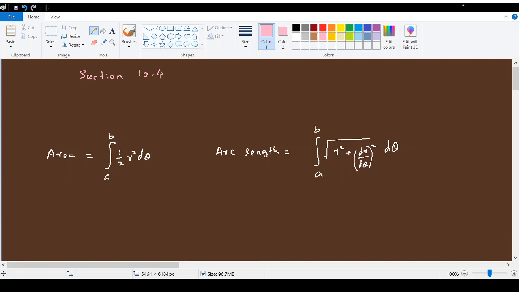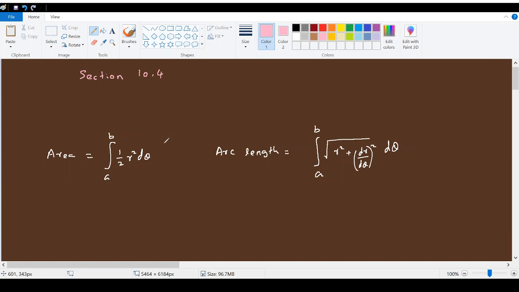In section 10.4, it is a very short section that has two formulas for area and arc length when we are in the polar coordinate system. Now, we of course did these area and arc length formulas in the Cartesian plane, but here we are going to do a similar calculation when things are given in the polar coordinate format.